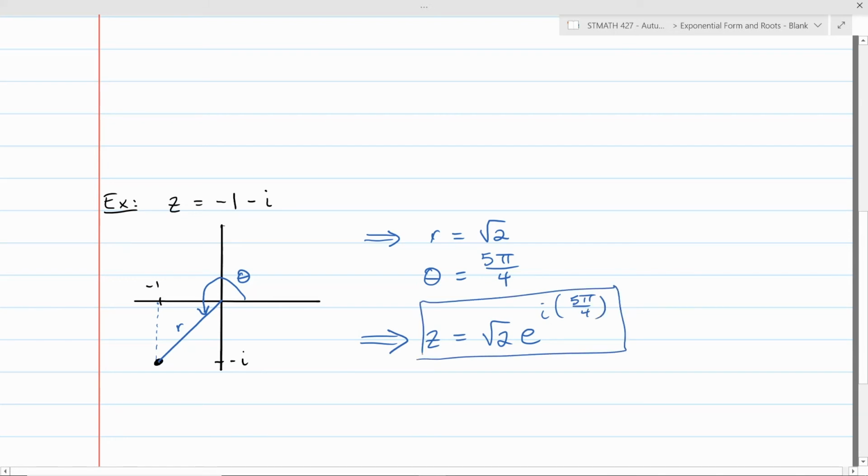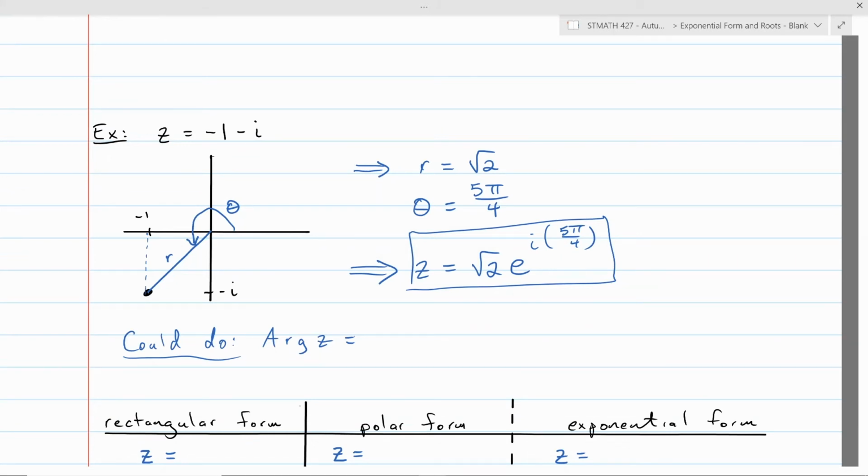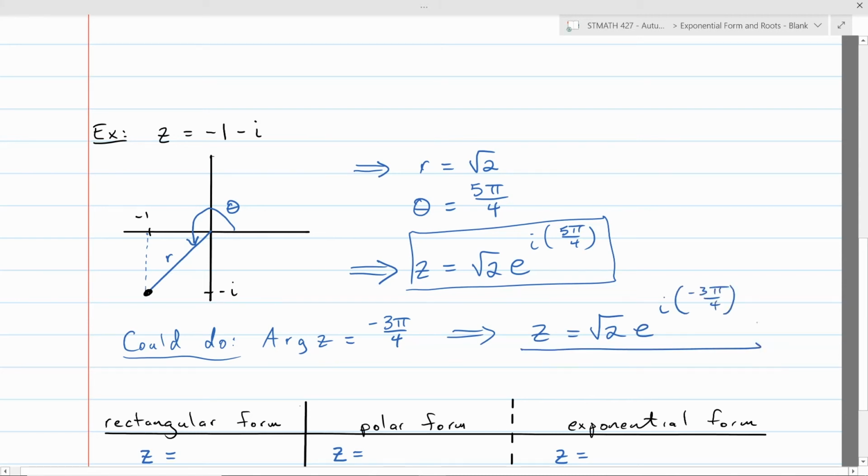Sometimes, though, we like to use the principal argument for our angle. If I want to get the principal argument from 5 pi over 4, I could just subtract 2 pi from it, and that would give negative 3 pi over 4. So that gives me the angle that's between negative pi and positive pi, right? So I could also write z is equal to the square root of 2 times e to the i times negative 3 pi over 4. You can think of that last way of writing it as the standard way to write that number. But both are fine. They're equal to each other.